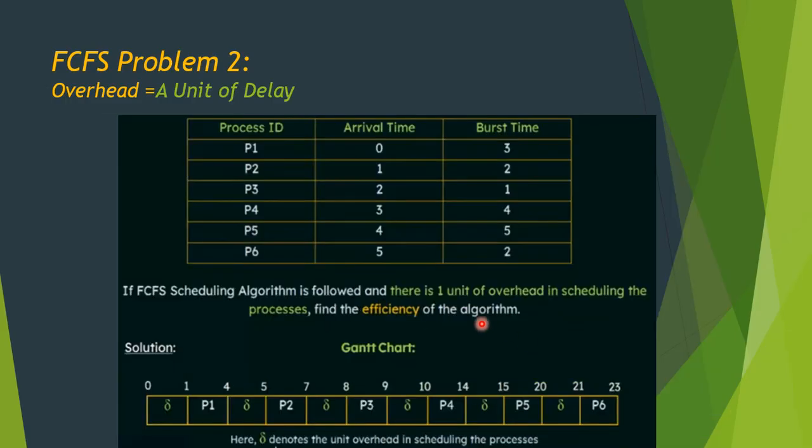So this is what its Gantt chart would look like. We have 0, process 1, it arrives at time 0. If they're following the first come first serve scheduling algorithm, it means process 1 has to come in first.